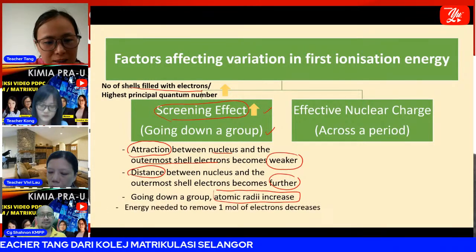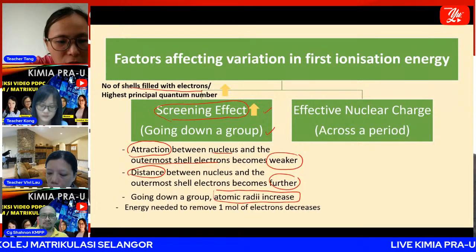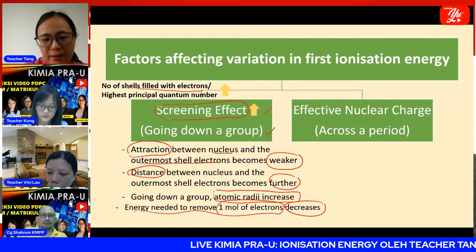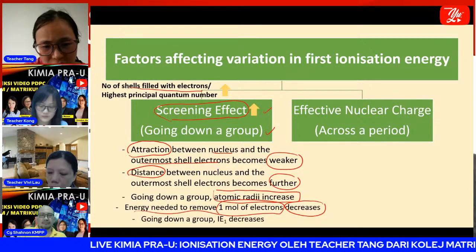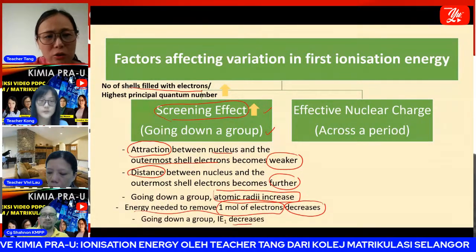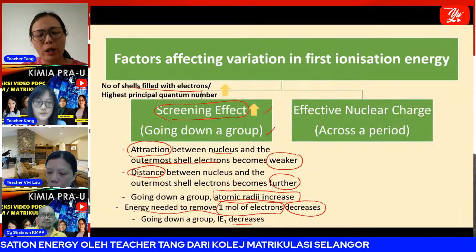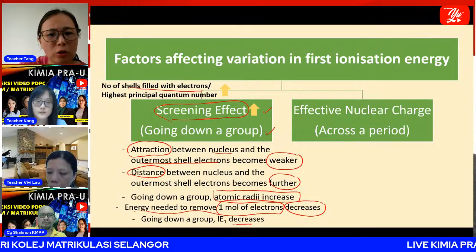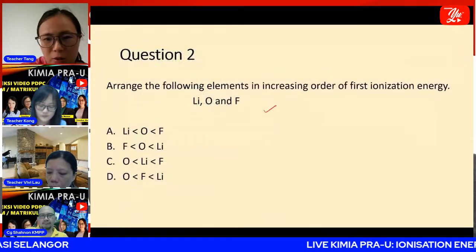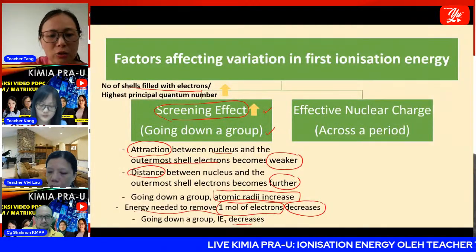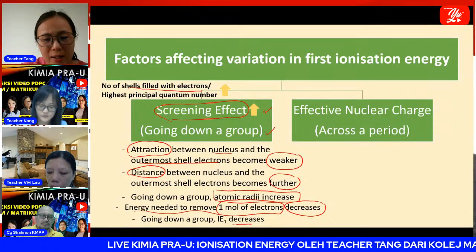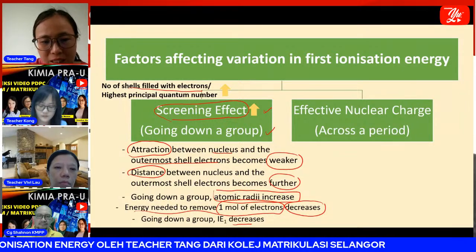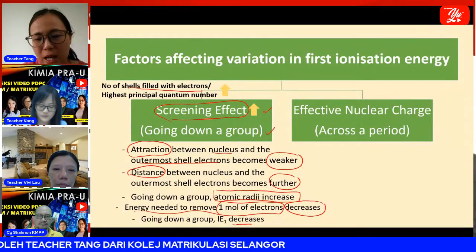So this will cause the energy needed to remove an electron to decrease as going down the group, and the first ionization energy decreases as going down the group. Okay, so you just need to remember, when going down the group, the number of shells filled with electrons increases, so shielding effect increases. So when shielding effect increases, the atomic radii become larger, so the energy needed to remove an electron decreases. Therefore, first ionization energy decreases.